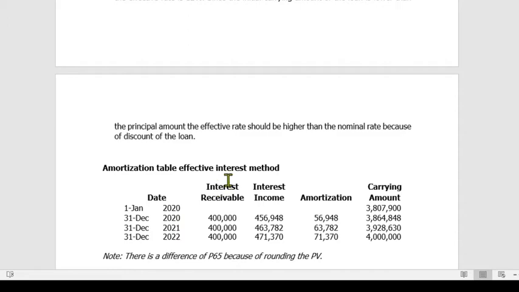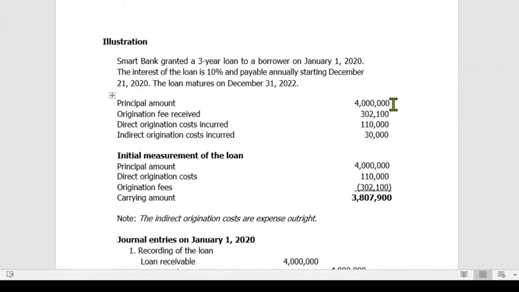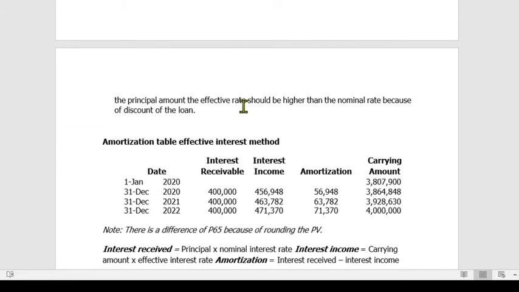Okay, under the column of interest receivable, how do you compute for interest receivable? 'Di ba? If you will go back to the problem, ang sabi dito sa problem ay ang pinautang ay 4 million at ang interest on the loan is 10%. So kung nagpautang ka ng 4 million, magkano ang ine-expect mong marireceive mo after a certain period? For in this case, after 1 year. So 4 million times 10% is 400,000 ang interest receivable mo for 2020.